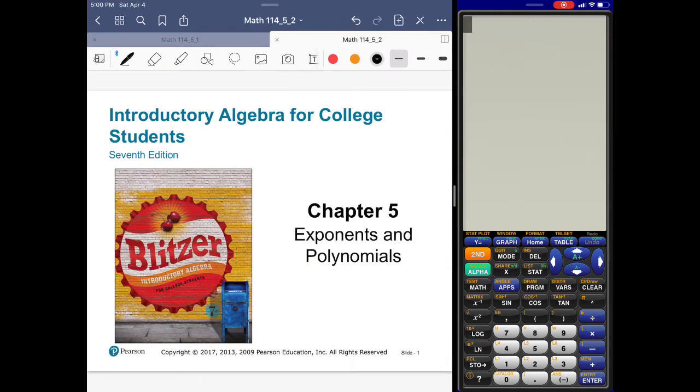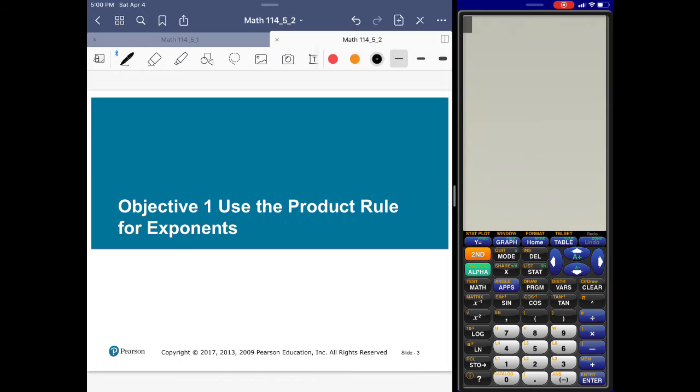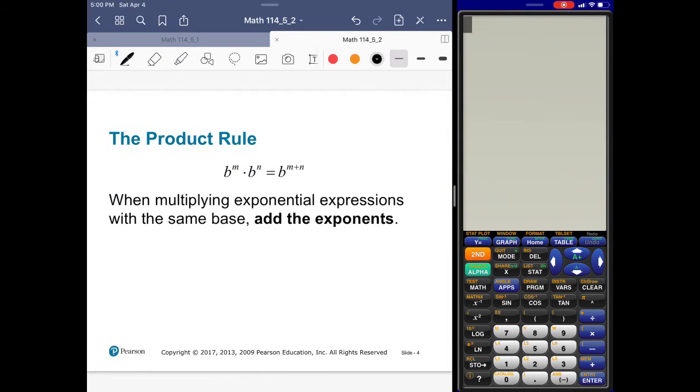Math 114, 5.2, multiplying polynomials. Objective 1: use the product rule for exponents.